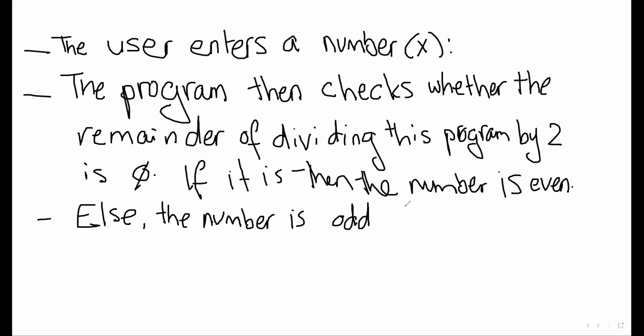So the test here is dividing the number by 2. If the remainder is 0, then the number is even. Else, if the remainder is not 0, then the number is odd.